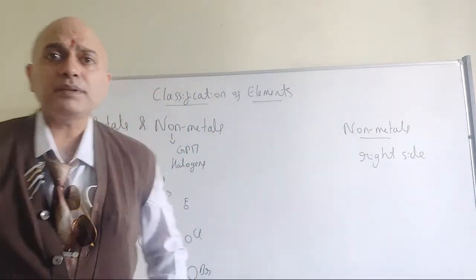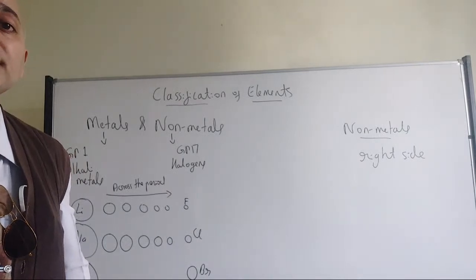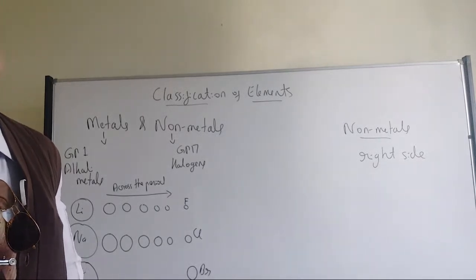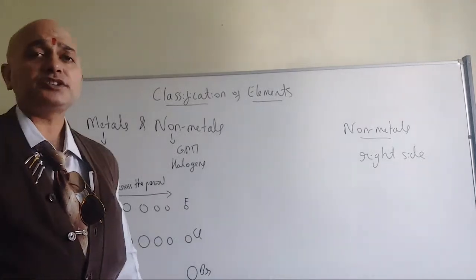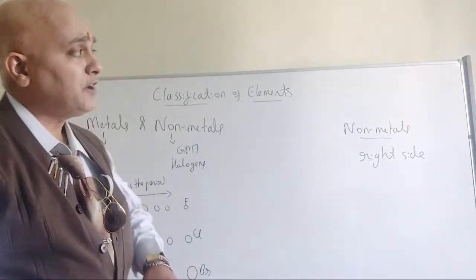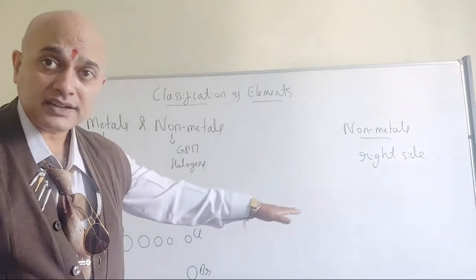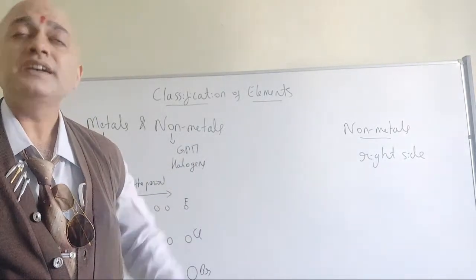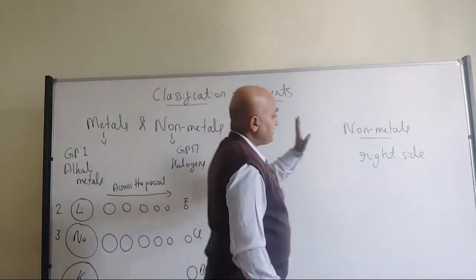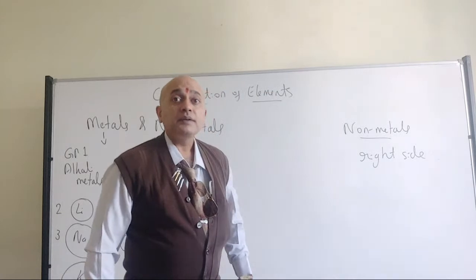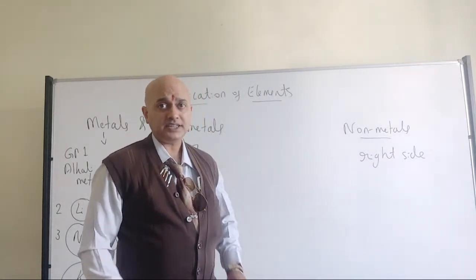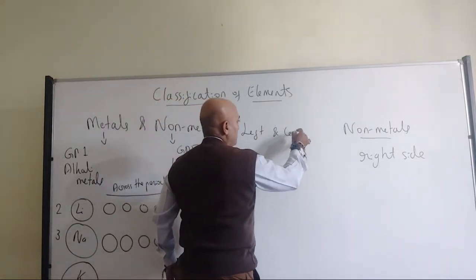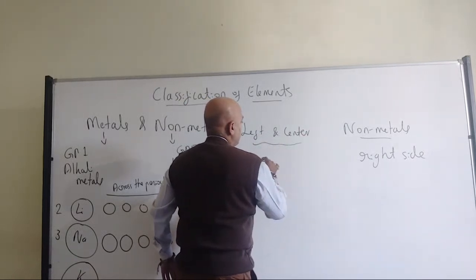Non-metals are abundantly present on the right side of the periodic table, no doubt. They will be dominating on the right side. There are exceptional cases on the right side also, because when you move down the group, the last element in that group will normally be a metal, even on the right side, because of its larger size. But for the time being, understand that on the right side of the periodic table, non-metals are going to dominate.